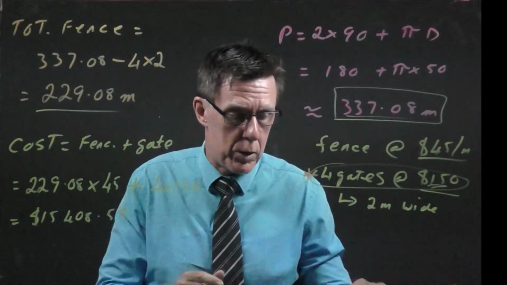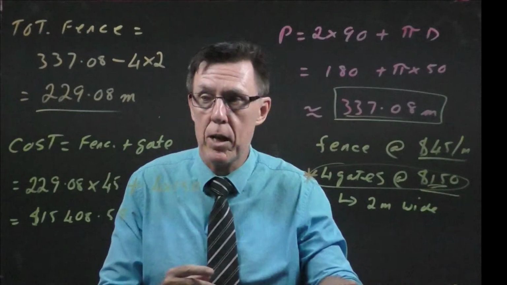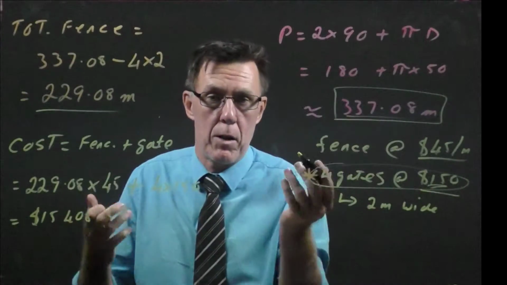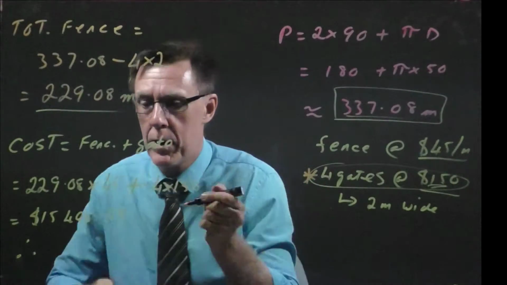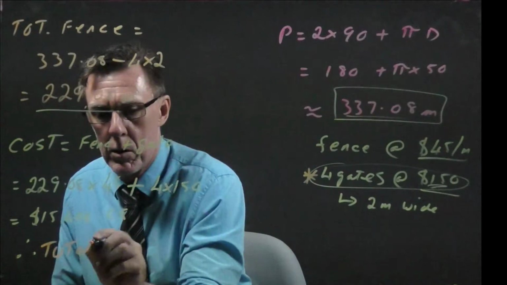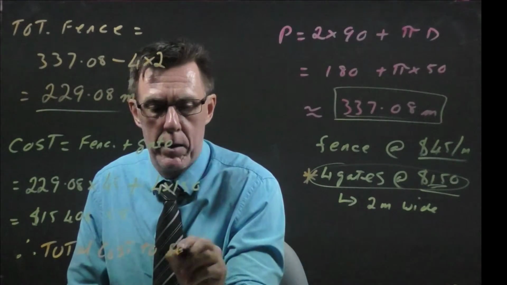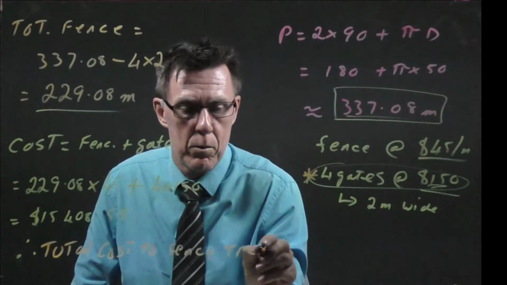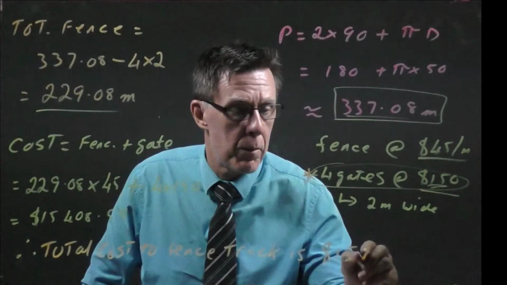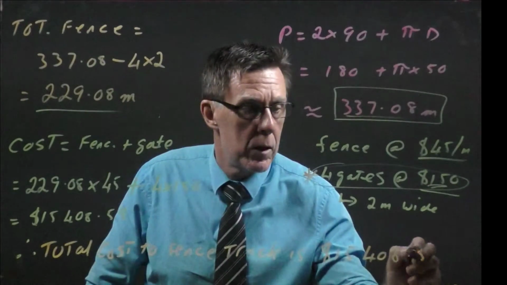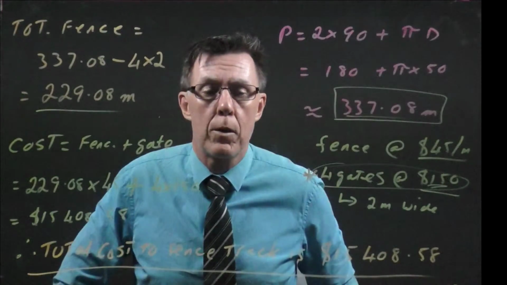We can now answer the question, and we really do need a proper finish to the question. We need to state the answer appropriately. So therefore, total cost to fence the track is $15,408.58. We do need a statement like that to finish off with.